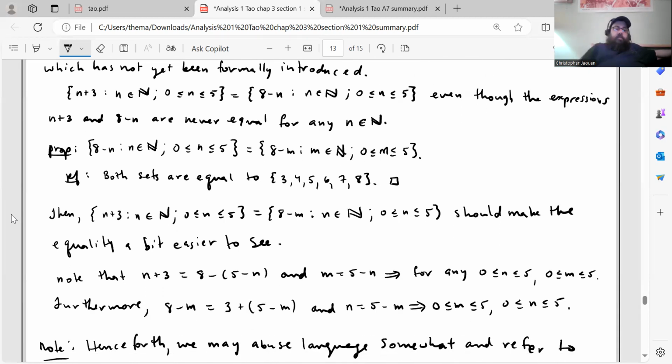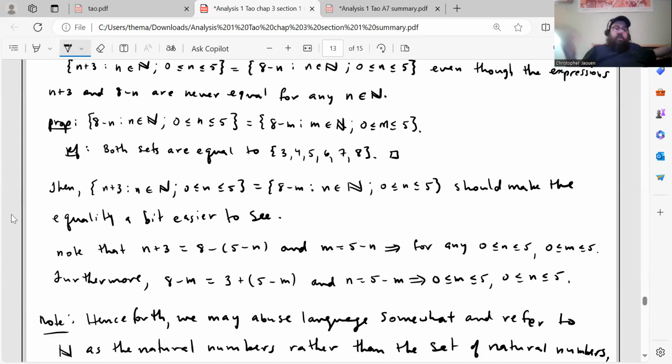Right? And there are some propositions here. So first I show that the set {8 − n : n is a natural number and 0 ≤ n ≤ 5} is equal to the set {8 − m : m is a natural number and 0 ≤ m ≤ 5}. Both sets, so here's the proof, are actually equal to the set containing 3, 4, 5, 6, 7, 8, which you can show.